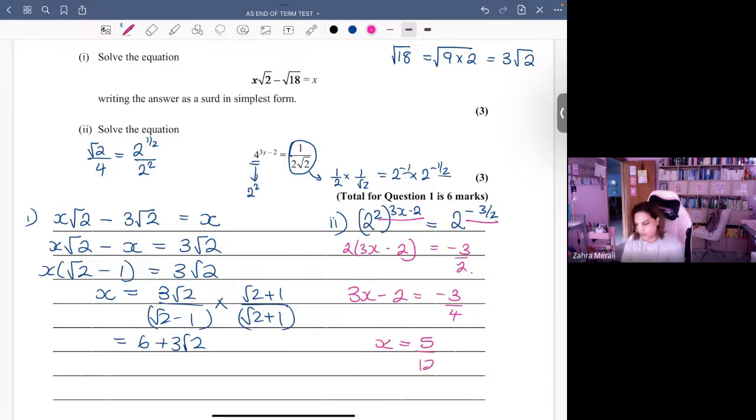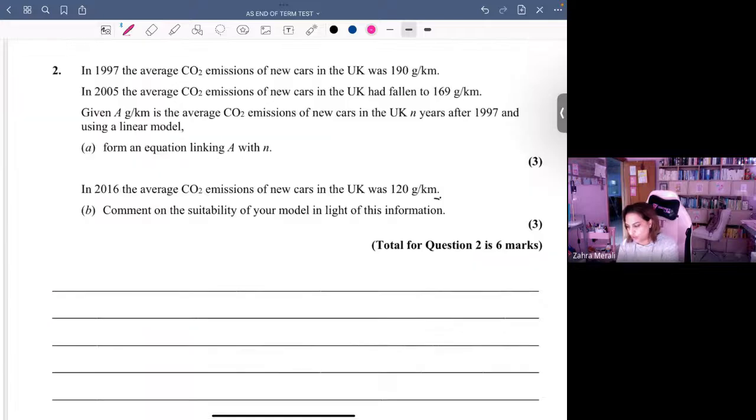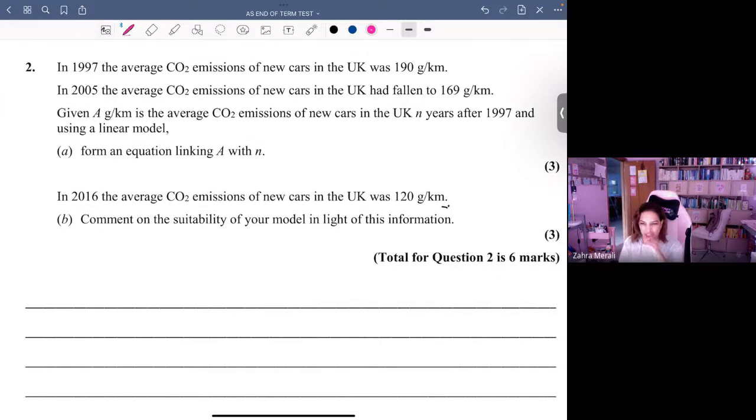Okay, so that's question 1. Question 2, modeling question, lots of words. Don't worry about the words. We're going to ignore the words. The key thing here is the fact that you have the words linear model. You see the word linear, your brain is going to go y equals mx plus c, need coordinates, need a gradient.